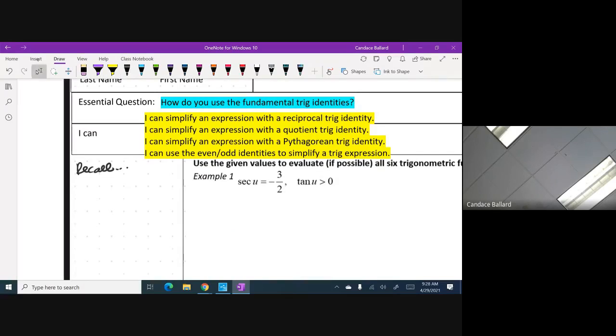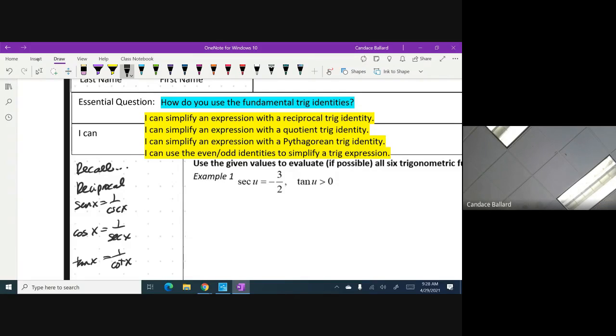So we know that sine of x equals 1 over cosecant of x. These are the reciprocal ones. So reciprocal: sine of x equals 1 over cosecant of x. Cosine of x equals 1 over secant of x. Tangent of x equals 1 over cotangent of x.